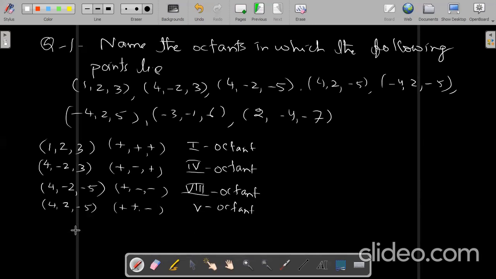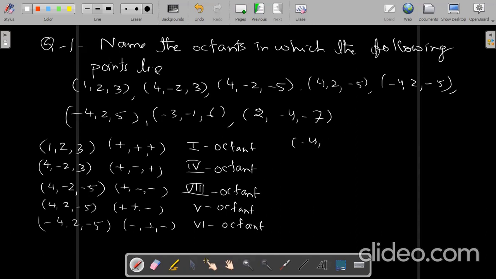Next is minus 4, 2, minus 5. Minus 4, 2, minus 5 means minus, plus, minus. Minus, plus, minus means the sixth octant. Sixth octant. Okay.